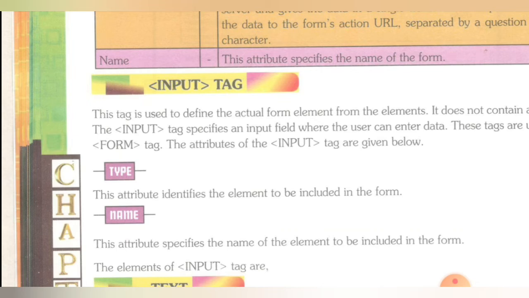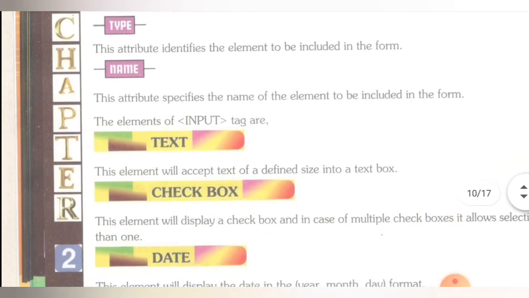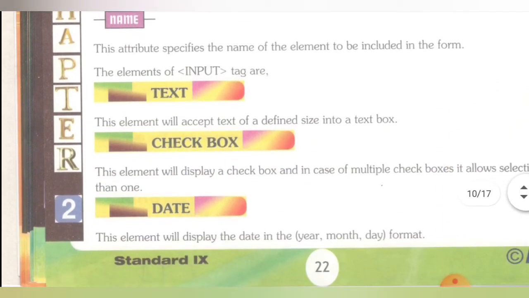First, you specify the type. This attribute identifies the element to be included in the form, and then you have to give the name. So the first element of the input tag is text. A text box is nothing but one rectangular box, and in that rectangular box you have to give the input. So this text box element is used to accept the data from the user.